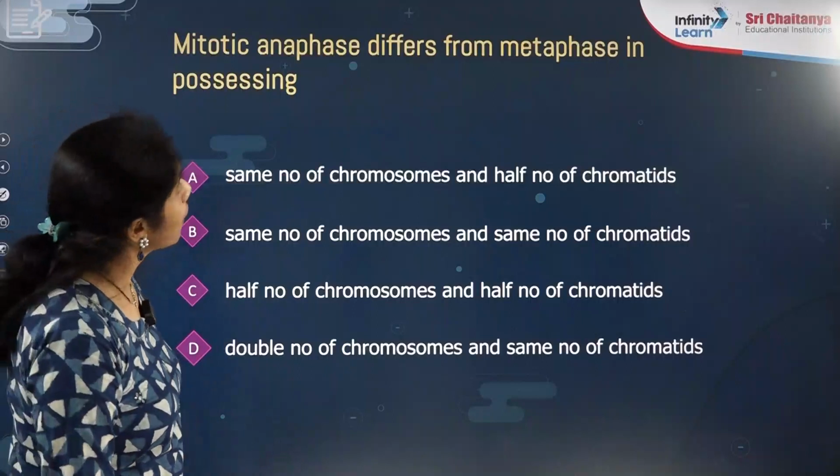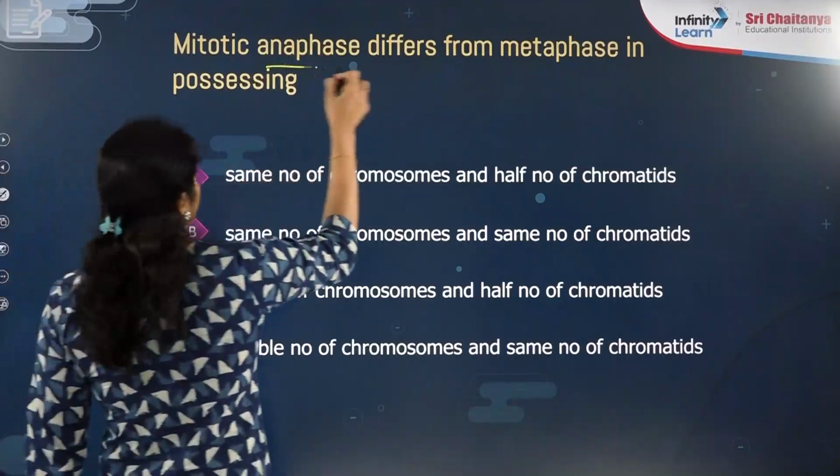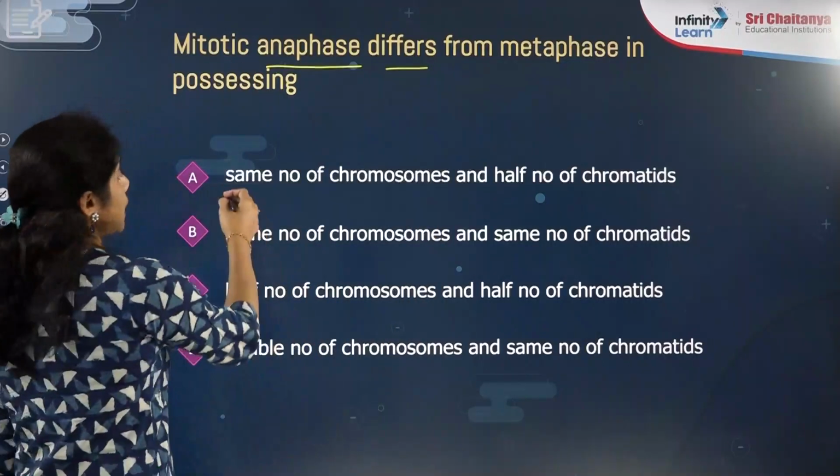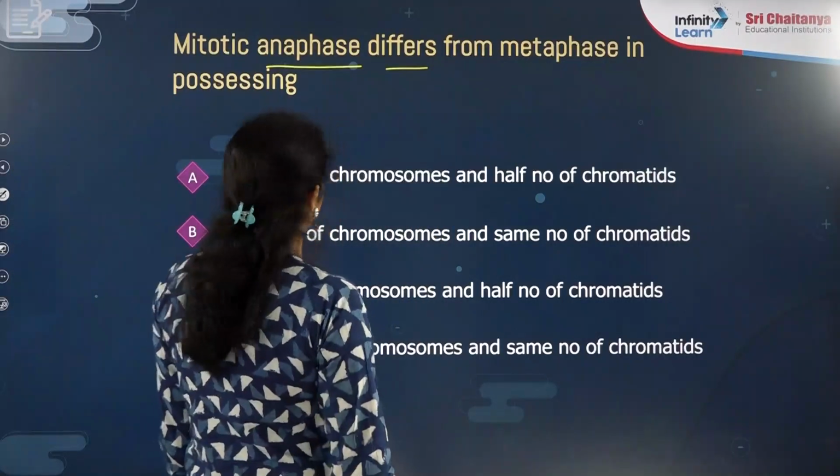Mitotic anaphase differs from metaphase in possessing. You have to identify first among the given characters, anaphase characters. Same number of chromosomes and half number of chromatids.